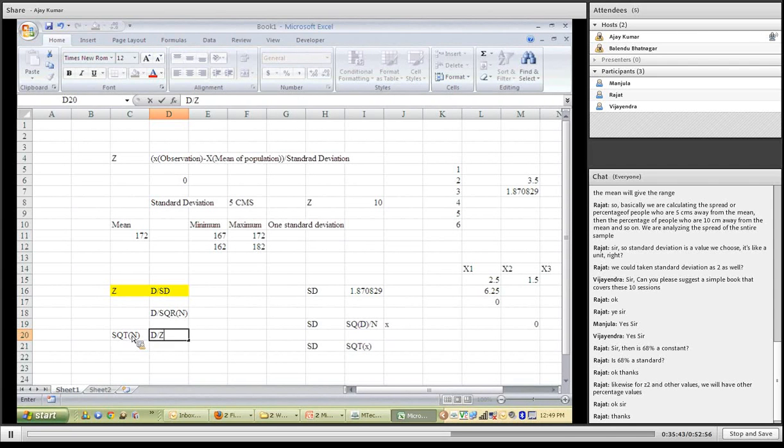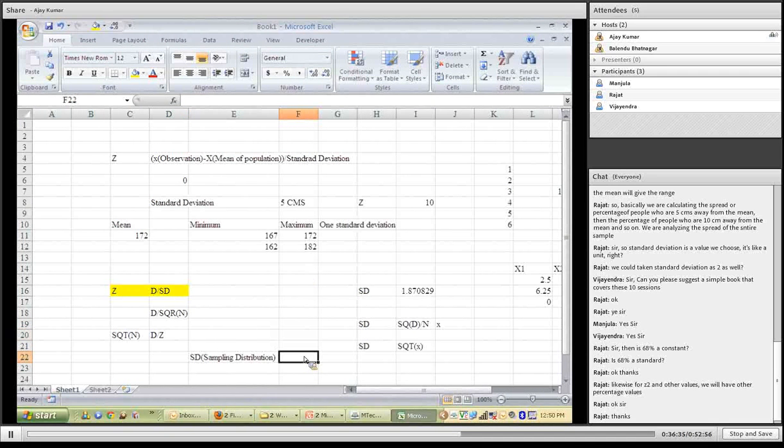There is one more thing that arrives, that is standard deviation, which is an important part of it. Here D is the difference between the observation and the mean of the population, and we have divided it by the standard deviation. The standard deviation we were discussing is the standard deviation of the sampling distribution. Do not confuse it, because it is a little confusing. The standard deviation of the sampling distribution is equal to the standard deviation of the population divided by the square root of n, which is your sample size. This is the relationship.